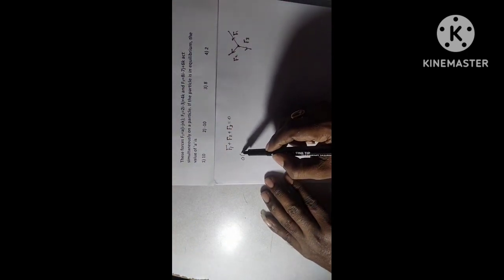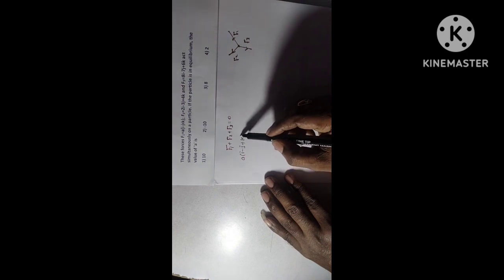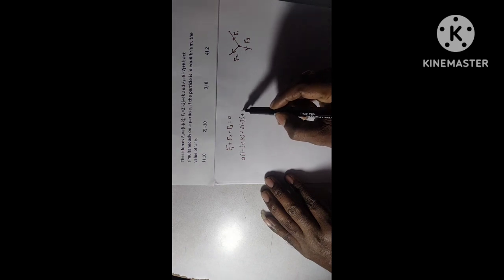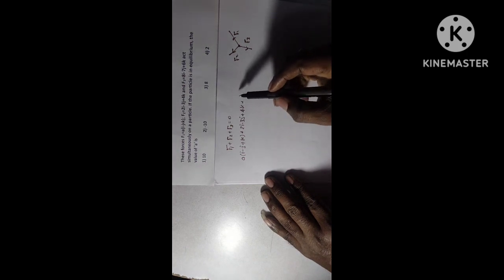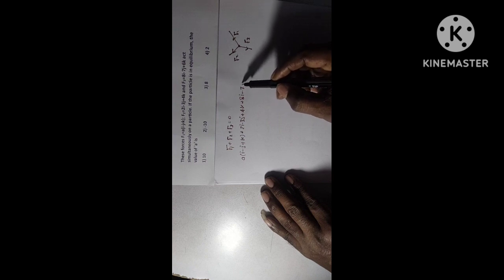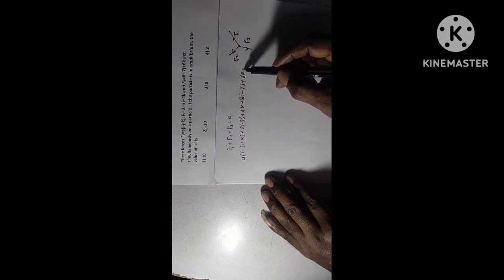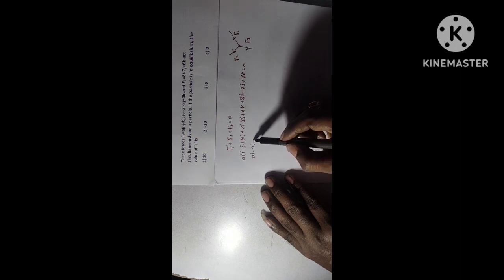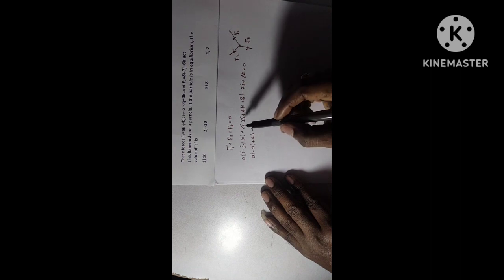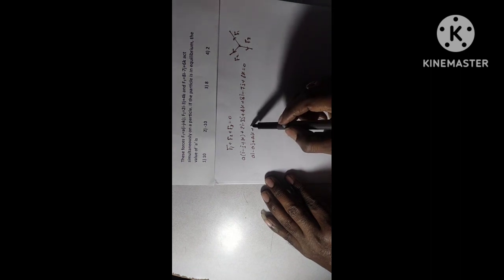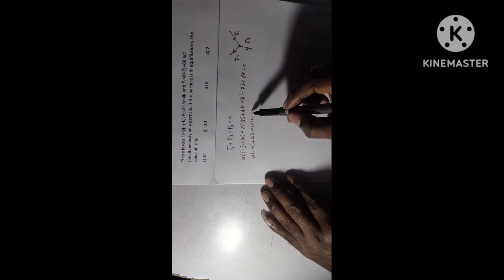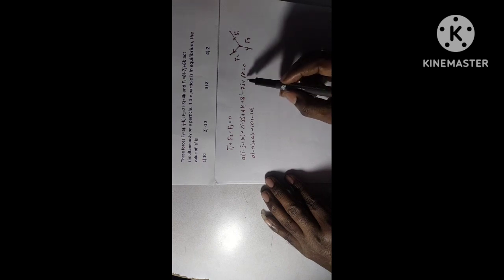So A i minus j plus k, plus F2, 2i minus 3j plus 4k, plus F3, 8i minus 7j plus 6k, equal to 0. So multiplying A inside: Ai minus Aj plus Ak, plus here 2i and 8i, so 10i, minus 3j minus 7j, minus 10j, plus 4k plus 6k, plus 10k, equal to 0.